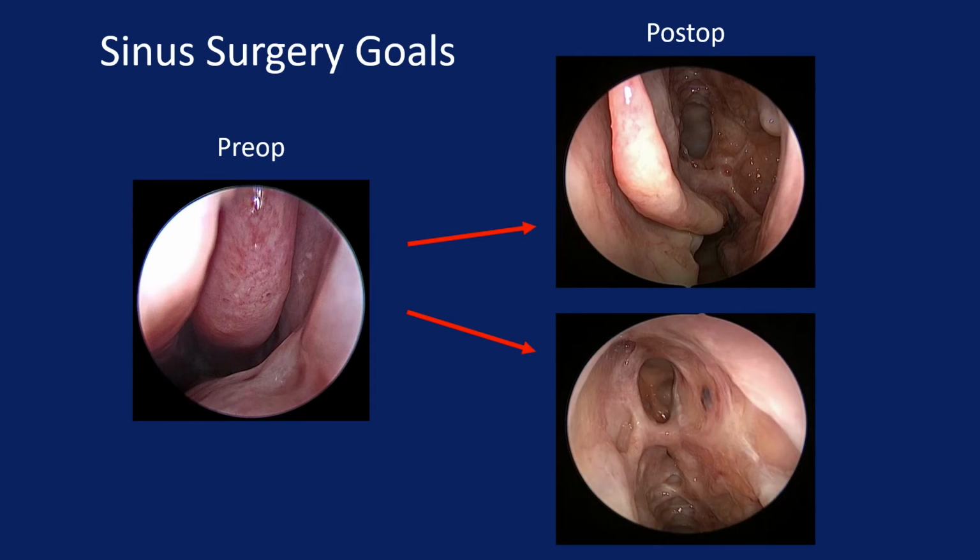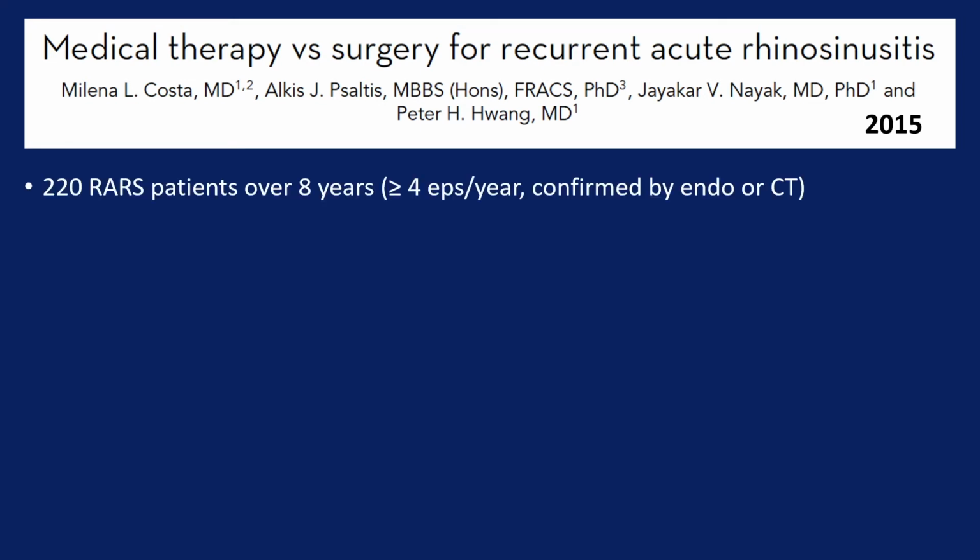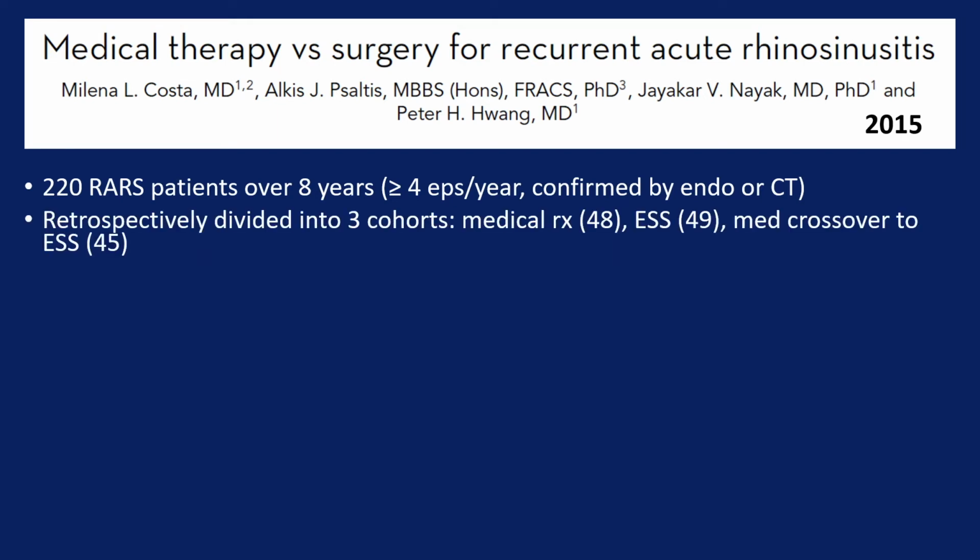This is flipping the scope to look superiorly at the frontal outflow tract. We basically maximize those dimensions to the defined bony boundaries so that we can deliver topical therapies better to all these areas. Now, with these openings in mind, let's talk about medical versus surgical therapy. There's tons of literature on this, but I like these studies that I'm going to show. This one's out of Stanford, recurrent acute sinusitis patients, 220 patients over 8 years. This is defined as 4 or more episodes per year confirmed by objective criteria.